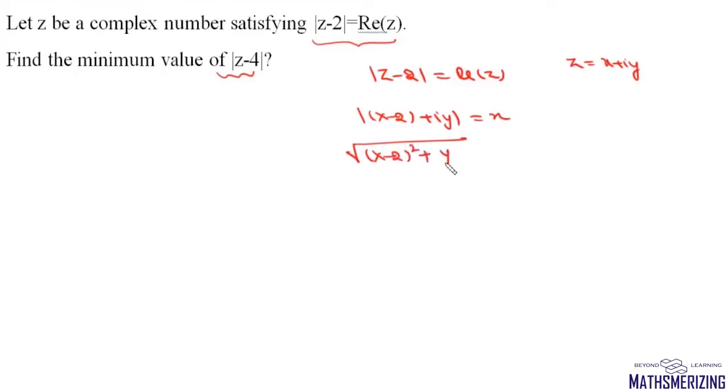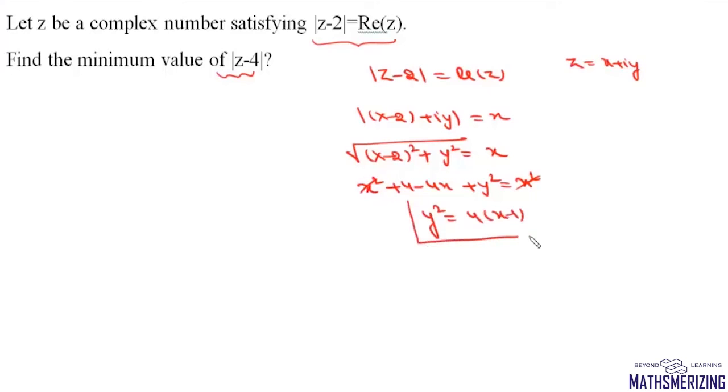x minus 2 square plus y square equals x. So we can write x square plus 4 minus 4x plus y square equals x square. So we write this equation as y square equals 4 times x minus 1. So basically z lies on this parabola whose focus is at 1, 0. So we'll draw this parabola.